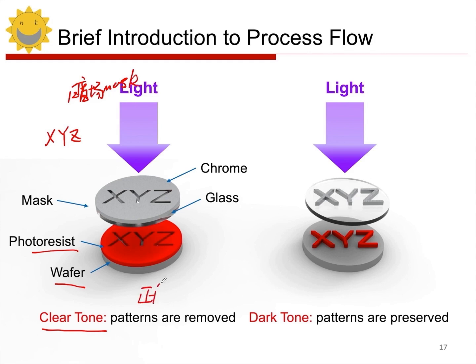So what does dark tone look like? Let's say we have three patterns, X, Y, and Z, drawn in the layout. If this layer has the dark tone property, what does it look like? The mask would look like this. This type of mask can also be called a bright field mask.